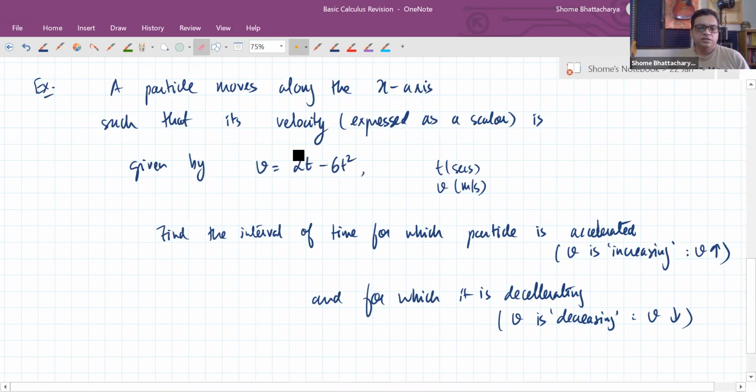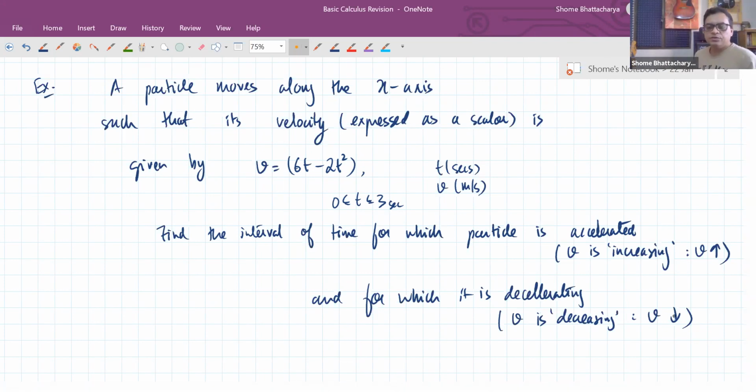Let's just make a correction here. Instead of 2t square minus 60, we'll make it 6t minus 2t square. And let's say the time that we are taking is from 0 to 3 seconds. It's only between 0 and 3 seconds. So find the interval within this time between 0 and 3 seconds for which the particle is accelerating, or its velocity is increasing in magnitude, or consequently it is decreasing, or its velocity is decreasing in magnitude.